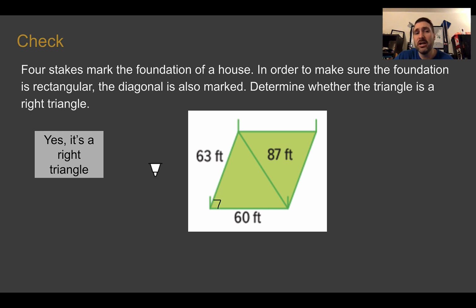Based on the picture here, it doesn't look like it, but this is a 3D drawing. So if we did 63 squared plus 60 squared, we would get 87 to the second power. 63 times 63 is 3,969. 60 times 60 is 3,600. And 87 times 87 is 7,569. If we add these two things together, we do in fact get that same value, 7,569. Since those are the same, we have a right triangle.